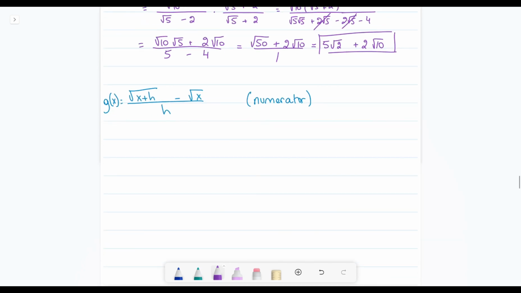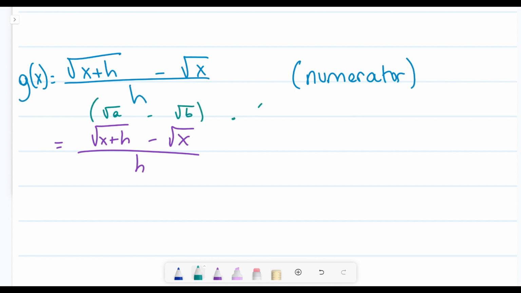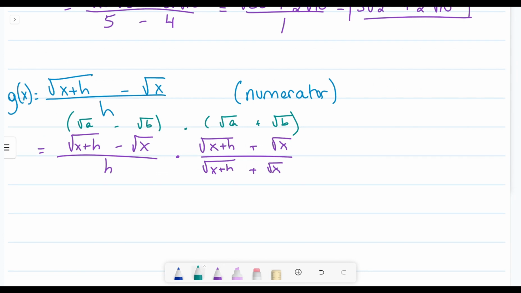Now I will move on to another example. So first, as I said, we rewrite the expression. This is square root of a minus square root of b. I will multiply it by square root of a plus square root of b. So I multiply the numerator and the denominator. So this will give square root of a minus square root of b times the square root of a plus square root of b gives a minus b.